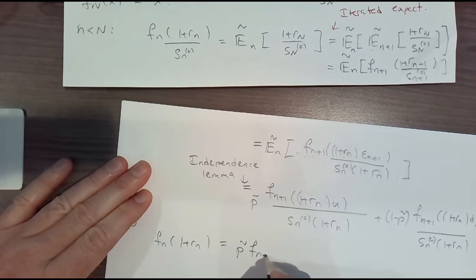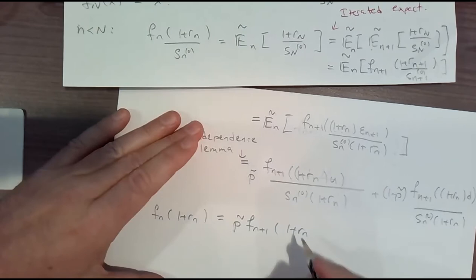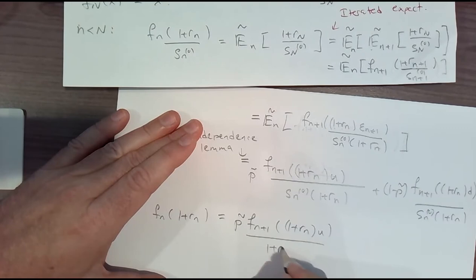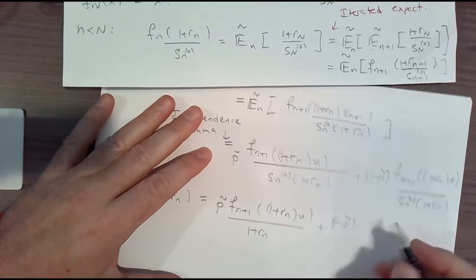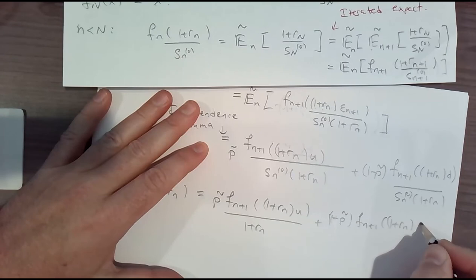times (1 + Rn) times u, divided by (1 + Rn). And same thing with the other one: (1 − P tilde) Fn+1 times (1 + Rn) times d, everything divided by (1 + Rn).